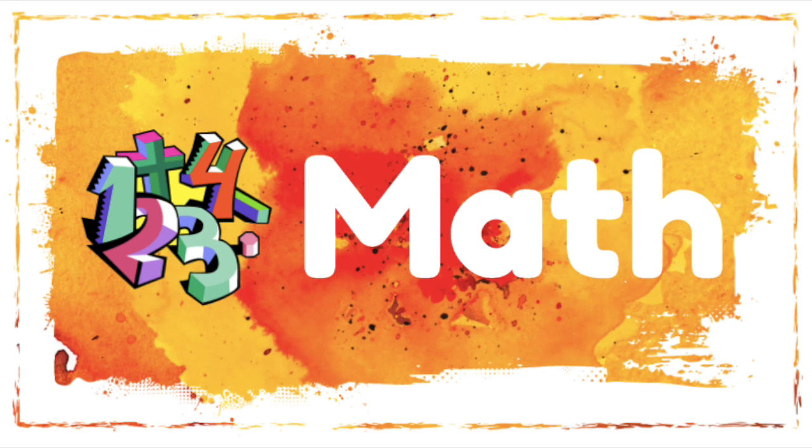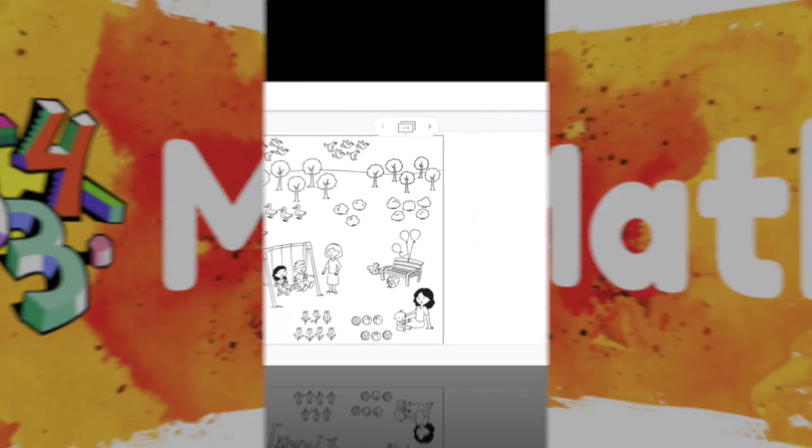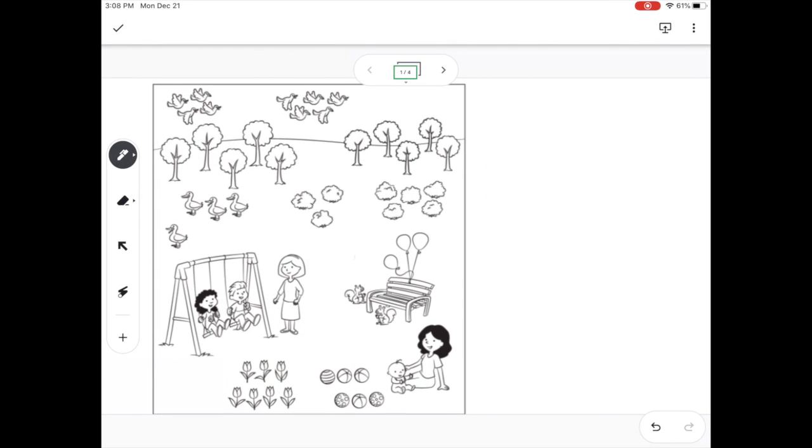Right before we get started, I want you to close your eyes and think back to a couple weeks ago. We had a workbook page and we had to color in groups of 1, groups of 2, groups of 3, and the picture we were coloring looked kind of like a park. So with your eyes closed, I want you to visualize what that workbook page looked like.